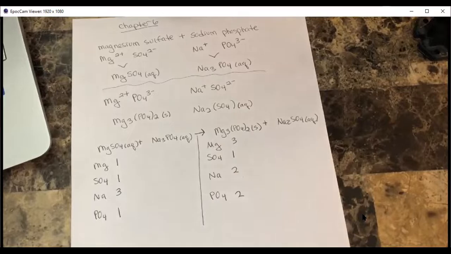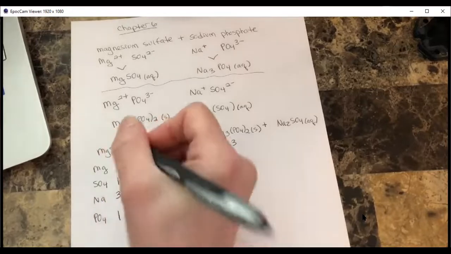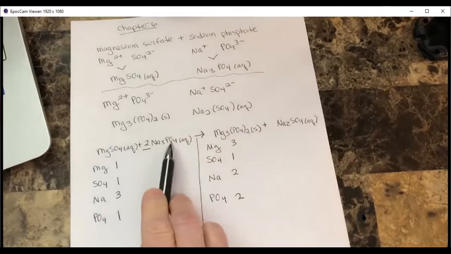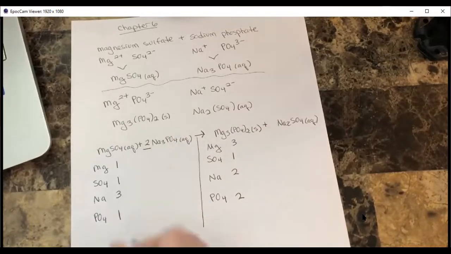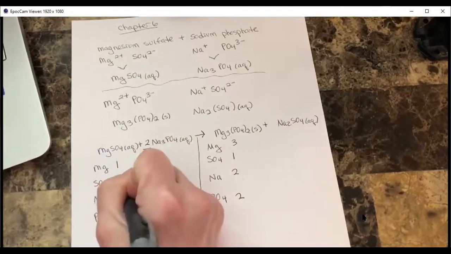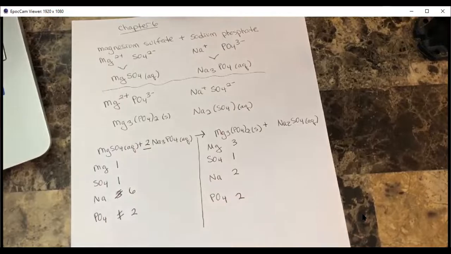So I'm thinking the easiest thing to even out first is we'll do the phosphate on this side, okay? So in order to get this phosphate to be a 2, we have to put a 2 coefficient in front of the entire compound that includes the phosphate. So it's not only going to affect the phosphate, it's also going to affect the sodium. So that changes our sodium to 6 and our phosphates to 2.